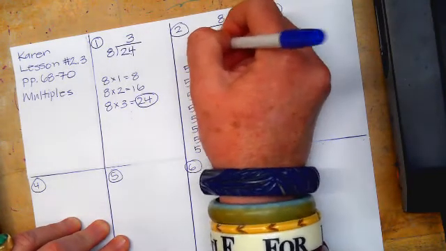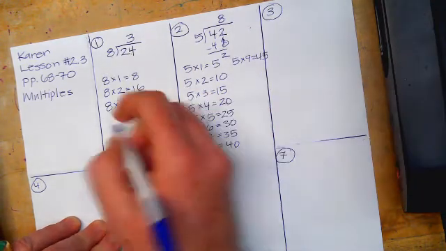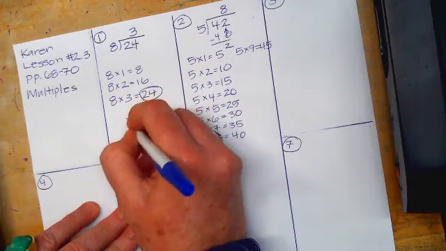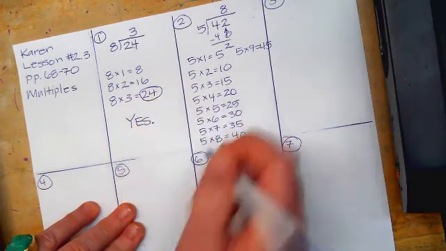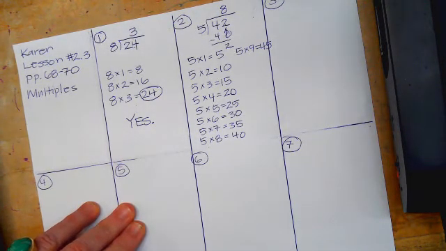So if it ends in a 2, it's not going to be divisible. I can say that this goes 8 times, but I'm going to have remainder 2. So it's not going to go in evenly. So my answer to this one is going to be no.